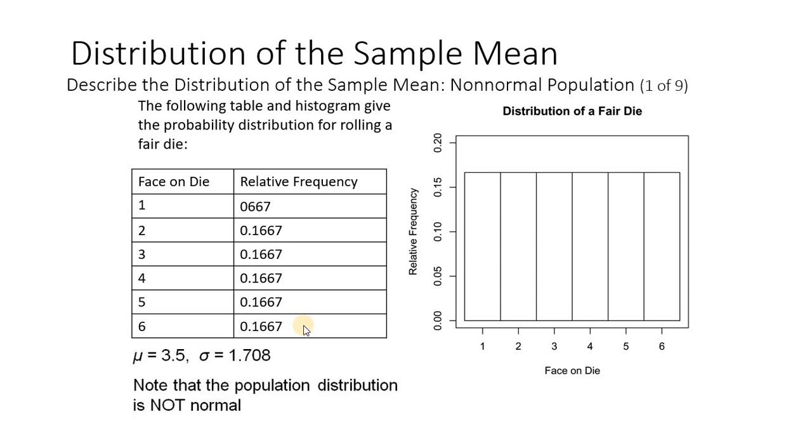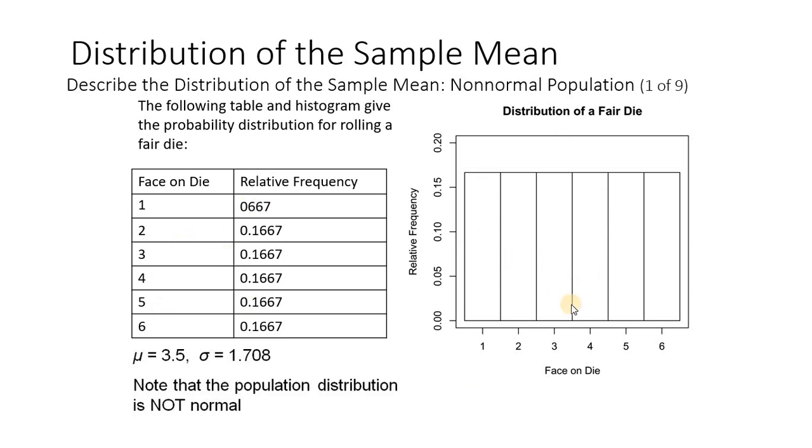Hello students, this is part 2 of the distribution of sample means. In this case, we're going to describe the distribution of sample mean for non-normal population. The following table and histogram give the probability distribution for a rolling of a fair die.